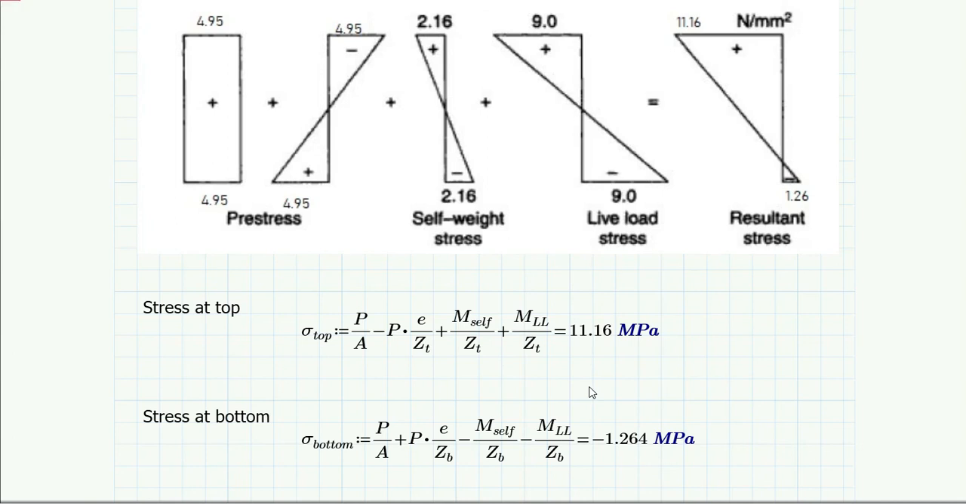We have considered a rectangular section, but if it is a non-uniform section the process will be the same, but you need to find out separately the Zb and Zt, that is the section modulus for the bottom as well as the top, and also you need to find out the stresses at the top and bottom separately, and then you have to combine. So with this I would like to conclude today's class. Thank you.